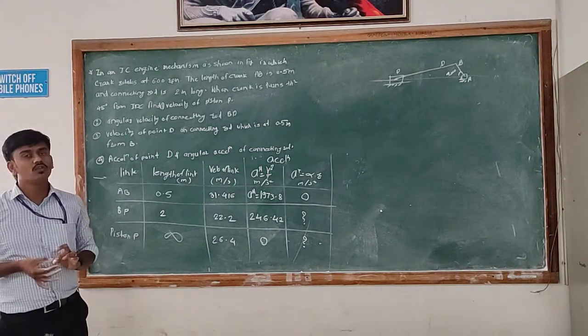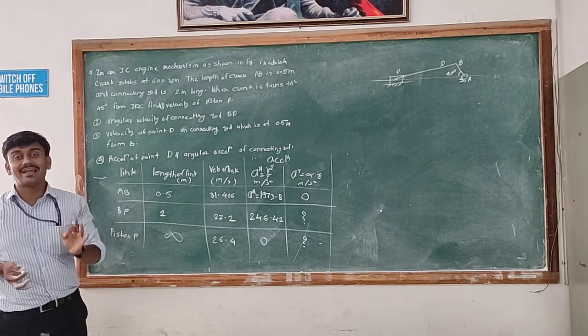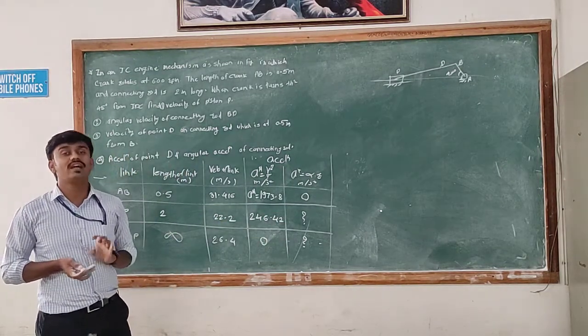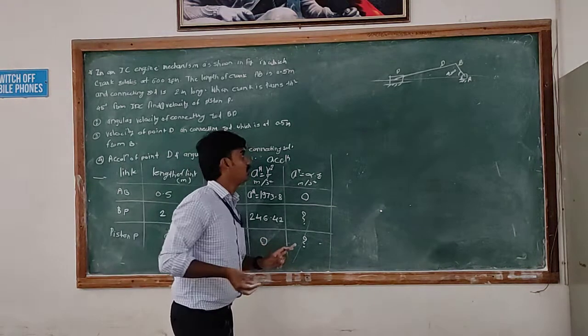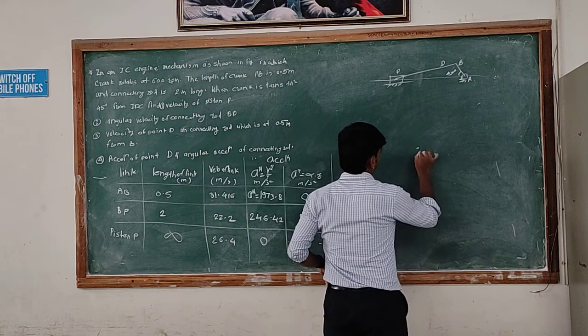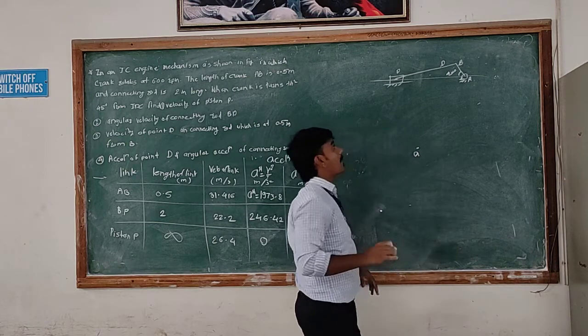Okay. So when we construct the acceleration diagram, we will get these two values. So how to construct the acceleration diagram? First of all, the point A is fixed, so we will mark here the point A.